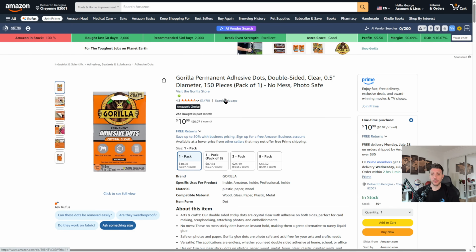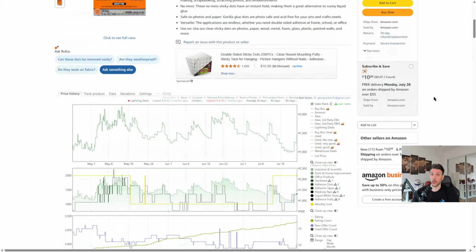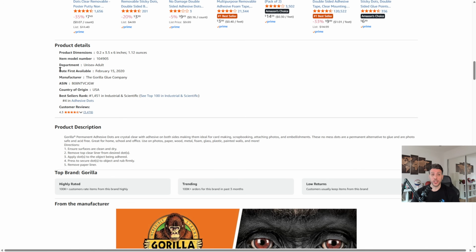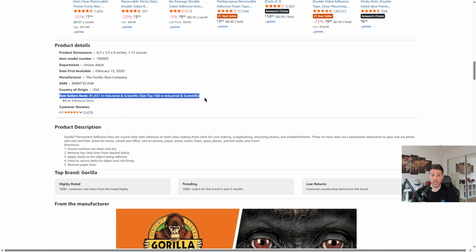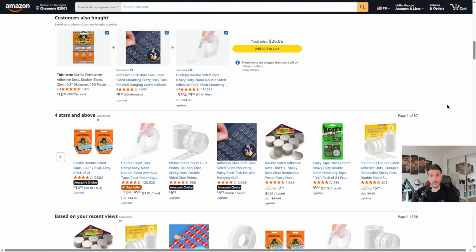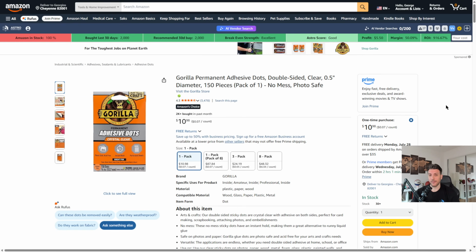Let's now go over some of the data points that Amazon provides for us and how we can use these. So the first one is the bought in the past month, where it says 2,000 bought in the past month. Now, let's put a pin in that and go down and see the other one, which is in the product details, which is this bestseller rank. So this one here, the bestseller rank is 1,451 in industrial and scientific. Now let's go back to the bought in the past month and let's explain that a bit further.